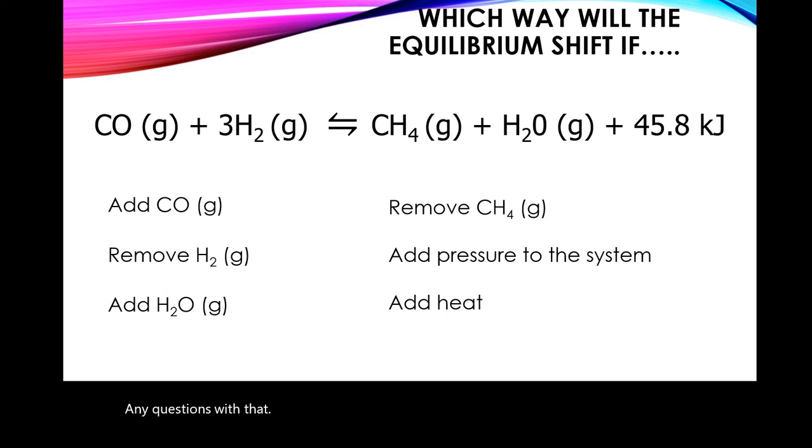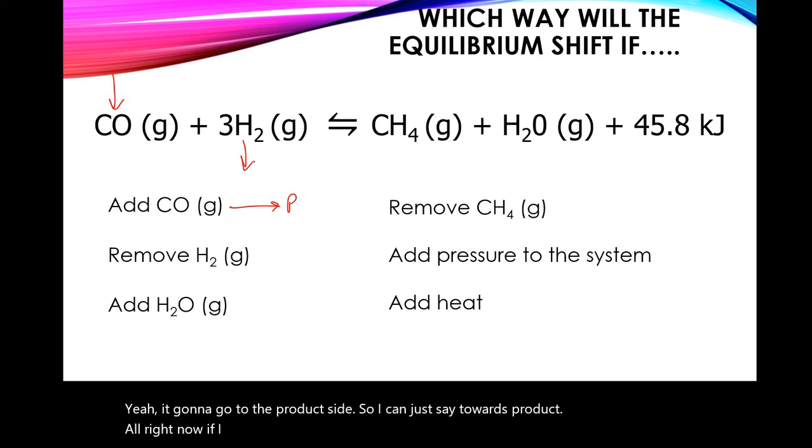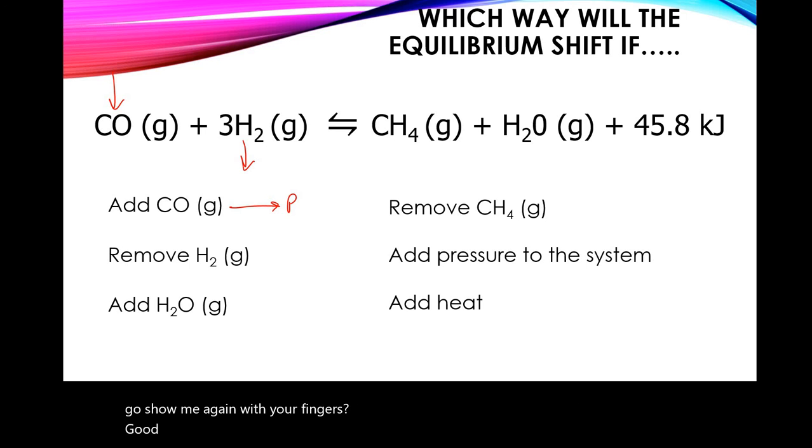Okay, so let's practice some. If I add CO, which way is the reaction going to go? With your fingers, show me. Yeah, it's going to go to the product side. So I can just say towards product. All right, now if I remove H2, that's like putting an arrow below H2, which way is it going to go? Show me again with your fingers. Good, it's towards the reactant. So we're going to go here and put a reactant.